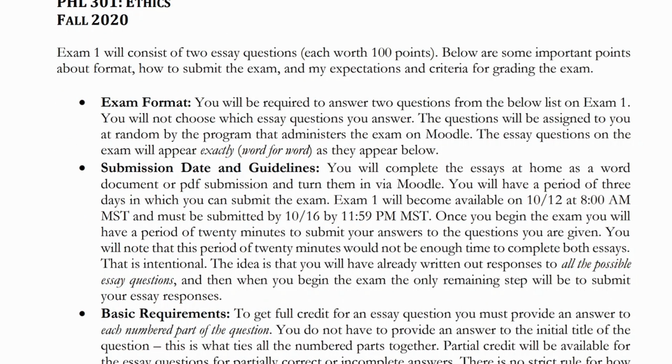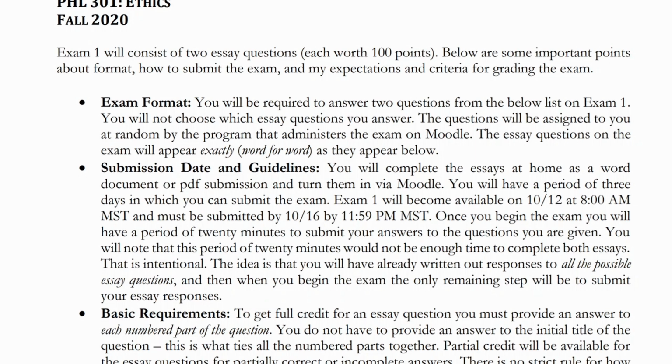First, each exam is worth 200 points. The format of the exam is you'll be required to answer 2 essay questions, and each of those essay questions will be worth 100 points. So that's 200 points total. All right, so the first thing you should ask yourself is, okay, where will these essay questions come from? Will I have them in advance of the exam? And the answer to that question is yes.